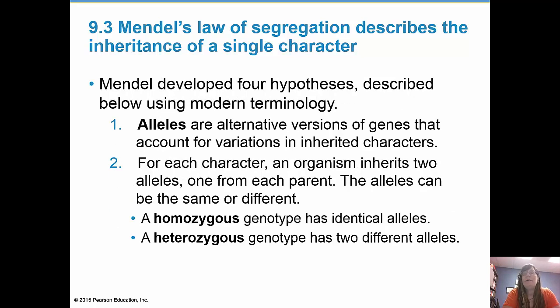So alleles are the alternative versions of genes that account for variations in inherited characters. Again, the gene is the actual trait you're looking at, so flower color in this case. The alleles are the versions of that trait, so purple versus white. The second one was for each character, we inherit 2 alleles, one from each parent, and then the alleles can be the same or different. So this is what I just explained. Homozygous genotype has identical alleles, so 2 uppercase P's or 2 lowercase p's. A heterozygous has 2 different alleles, so an uppercase P and a lowercase p.